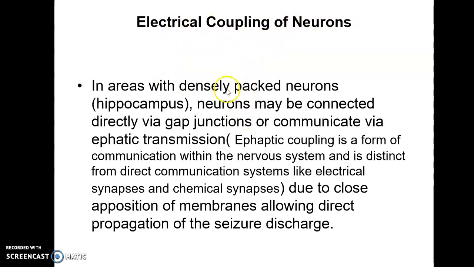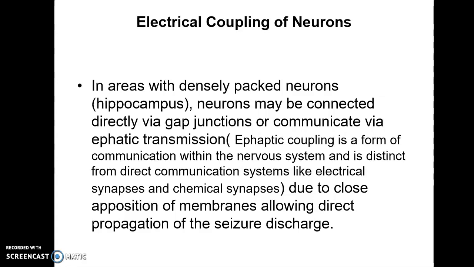Electrical coupling of neurons: the basic understanding in areas with densely packed neurons. Areas with densely packed neurons have a lot of synapses and connectivity. One such area with higher density is the hippocampus. The neurons may be connected via gap junctions, or communicate via ephaptic transmission. Gap junctions are neuronal synaptic junctions, where neurotransmitters transmit, electrically or chemically. But the other kind of transmission, not via gap junctions, is called ephaptic coupling.